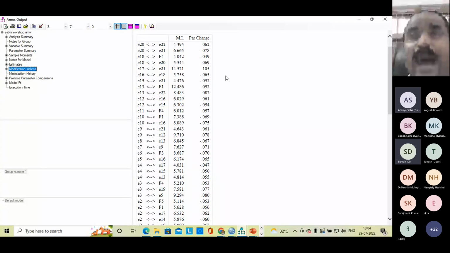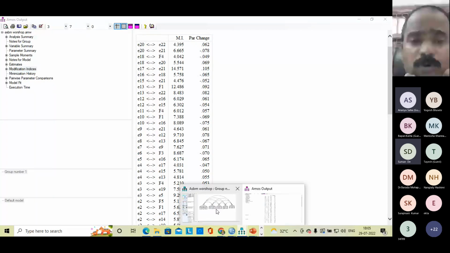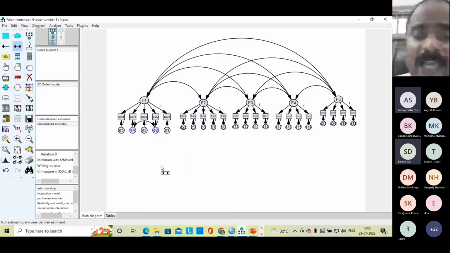Number one. Number two, how will we correlate? We will correlate or covariate only those error terms of a single construct. Now look at here. That means we can correlate the error terms within BSI 5 to BSI 1, or within BSI 6 to BSI 10, or within BSI 11 to BSI 14. We cannot correlate from E1 to E22, because these two error terms belong to two different constructs.